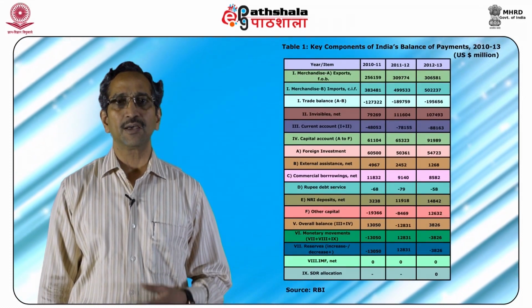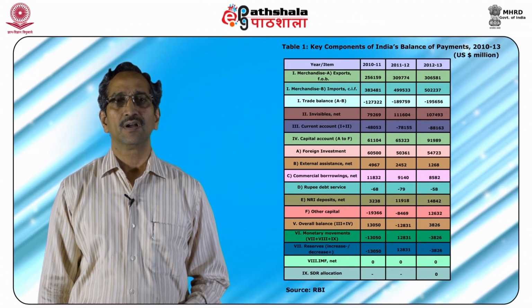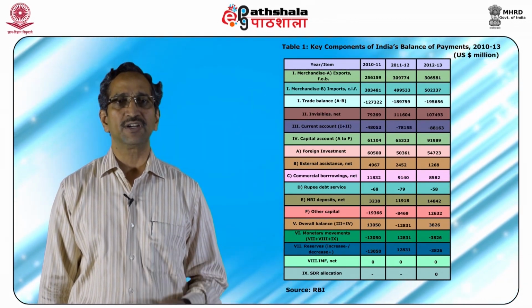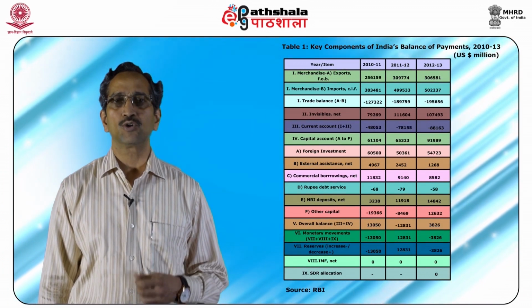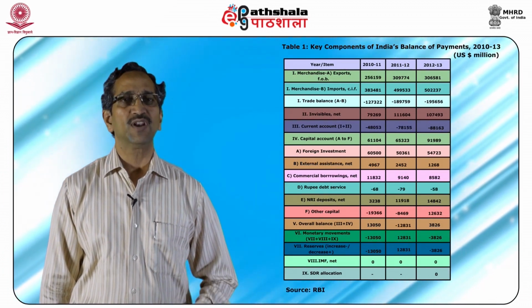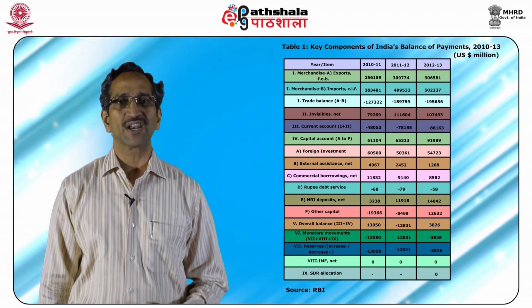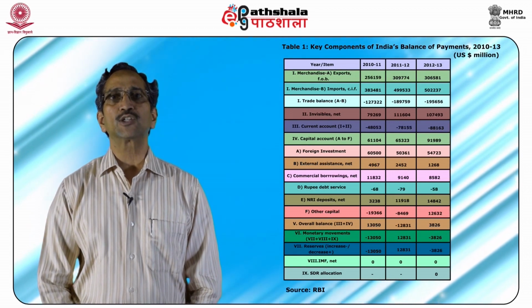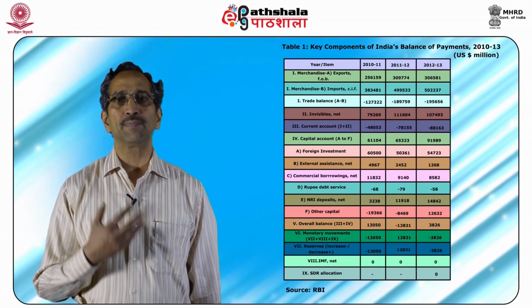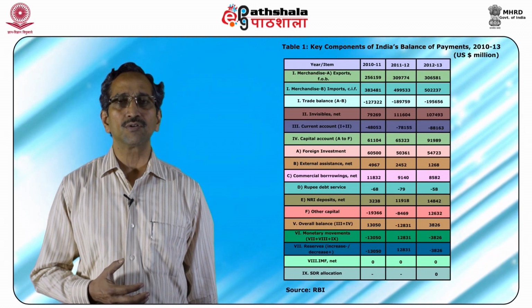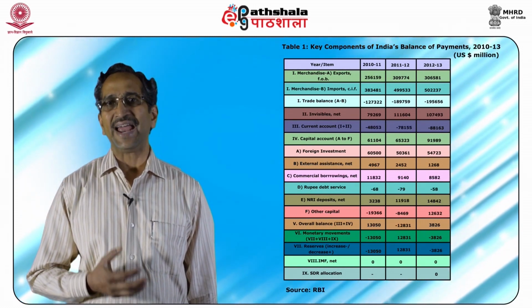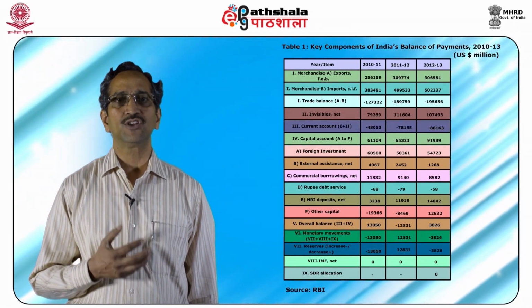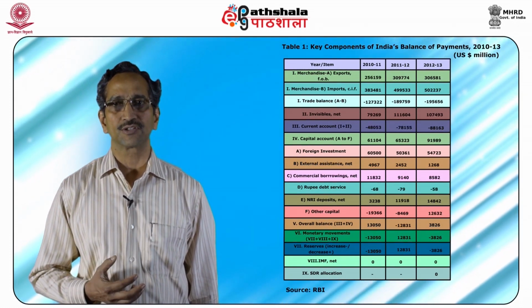To illustrate the balance of payments account further, the table presents India's balance of payments from 2010-11 to 2012-13, which will add clarity to your understanding of the balance of payments account. As explained earlier, balance of payments consists of current account, capital account, and the third is errors and omissions and change in foreign exchange reserves.